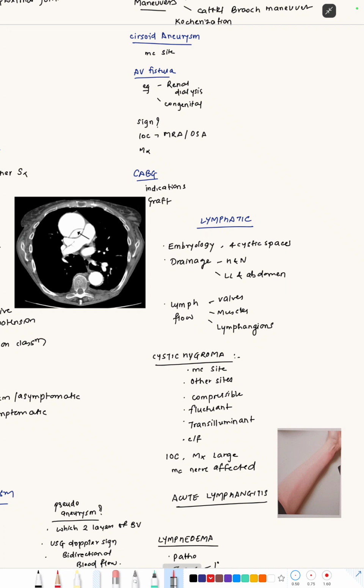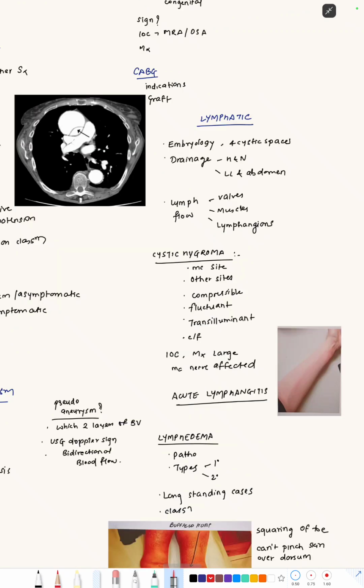Now the next topic is going to be the lymphatics. Starting with the embryology, the lymphatics generally originate by about 6 to 7 weeks. There are 4 cystic spaces, 2 in the neck, that is the jugular lymphatics, and 2 in the inguinal region, the inguinal lymphatics. The head and neck drains into the right internal jugular vein. The lower limb and abdomen drain into the cisterna chyli, which forms the thoracic duct, and it drains into the left internal jugular vein. The unidirectional flow of the lymph is maintained because of the bicuspid valves, muscle contraction and the lymphangions.